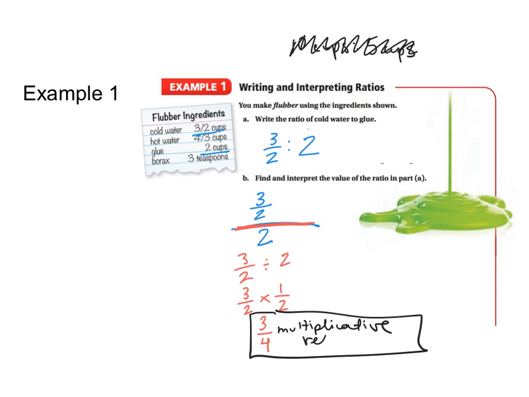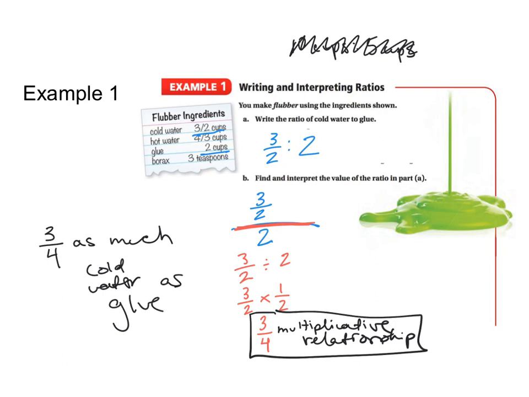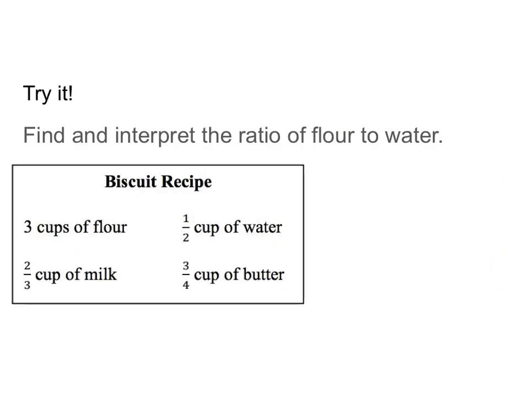And again, what that means is when I look from cold water to glue, there's 3/4 as much cold water as there is glue. So we could multiply the glue by 3/4 to get to the cold water. So the other thing I could write here is there's 3/4 as much cold water as glue. Okay. All right, next one.